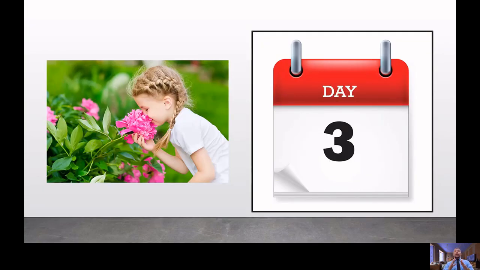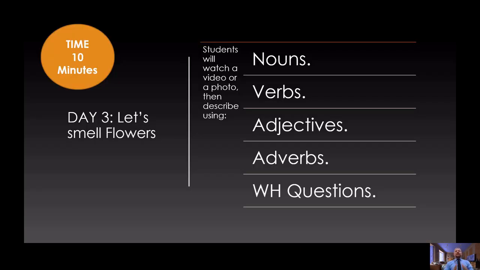In day 3, I mean 10 minutes of the next day, it's just to smell the flowers, touch the vocabulary, try to use it. How is that? Let's see day 3, because I like it more. It's a productive skill now. Let's smell flowers. So students will watch a video or a photo on the smart board in front of them, shown by you. Then they will be asked to describe the actions in the video, or the characters in the video or in the photo. So the nouns groups will describe the photo or the video using their nouns list.